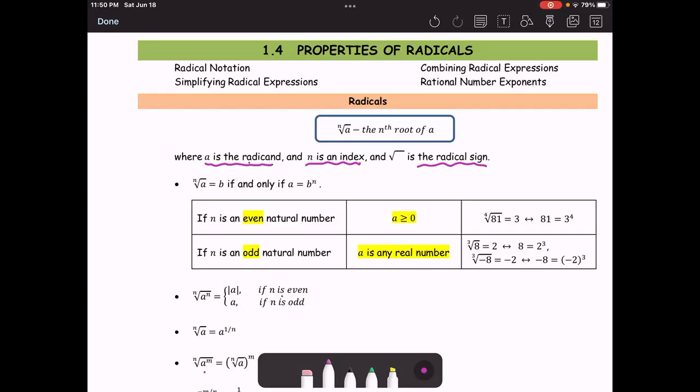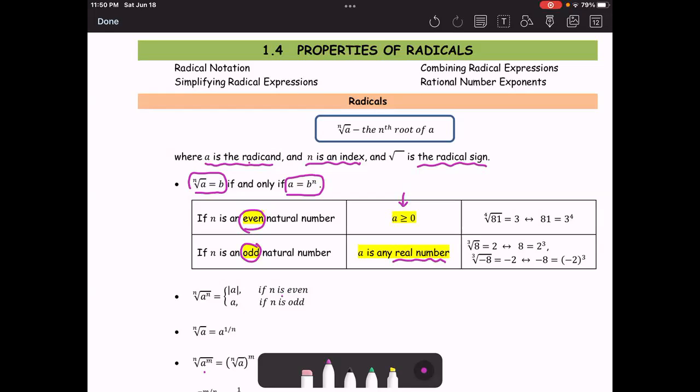For the nth root of A equals B, it's the same as the statement A equals B to the power n. For the index n, if n is an even natural number, the radicand A must be greater than or equal to 0. In the case that n is an odd natural number, A can be any real number, so no restriction.